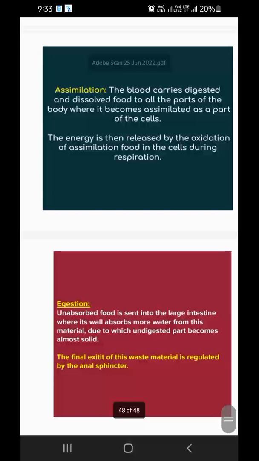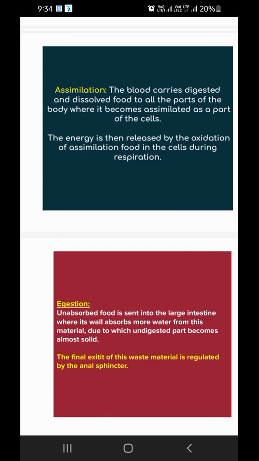So I want to tell you the dimensions or size of some of our organs. The esophagus, or you can say food pipe, is 25 centimeter long. The small intestine in humans is 6 meter long, 2.5 to 3.5 centimeter in diameter. The pancreas is 12 to 15 centimeter long. The large intestine, I also told you earlier, is 1.5 to 1.8 meter long, 4 to 6 centimeter in diameter.